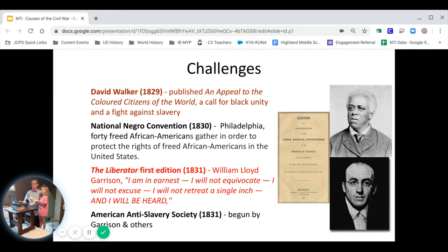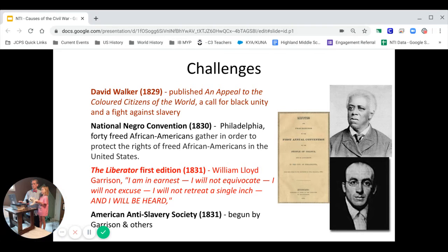The man who's in the bottom, William Lloyd Garrison, first published his newspaper, The Liberator, which was dedicated to freeing enslaved people immediately. It wasn't eventually it will come around. It wasn't, okay, some people here and there. It was everybody immediately would have equal rights.